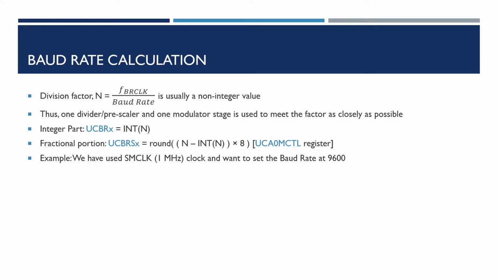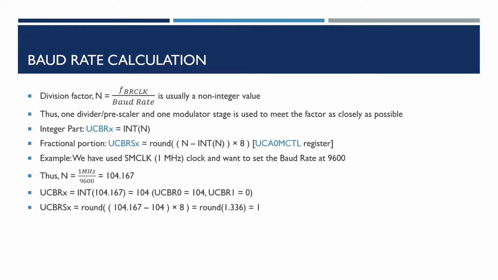So let's consider an example to understand this better. We'll consider the SMCLK that we've used for our project and also the baud rate that we've used for our project, which is 9600, and 1 megahertz is the clock that we've used. So N will basically be equal to 1 megahertz divided by 9600, which will be around 104.167. Now the integer portion, that is UCBRX, will be equal to 104 in this case. So UCBR0 and UCBR1, there are two such registers which manage the LSB and the MSB of the integer value that we get. Since we only have LSB, we write 104 in the UCBR0 register.